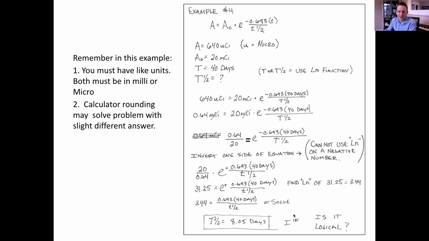Which consequently is I-131. So now by figuring out the half-life, we now know what isotope we're dealing with, which is a cool thing that you can do by knowing this equation, okay?